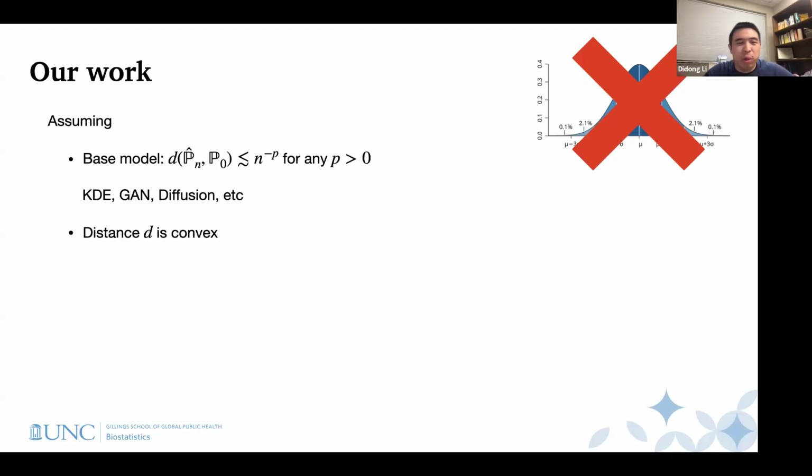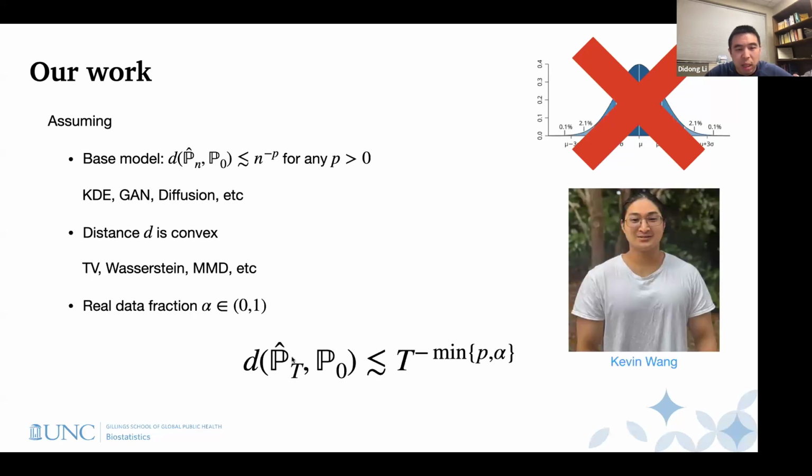And the second assumption is also pretty weak. We assume the distance considered here is convex, which includes total variation, Wasserstein distance, MMD. This is also a broad type of distance metric. And then we assume there's a real data fraction in each iteration, alpha between 0 and 1. Under this very mild assumption, we show that the estimated density after iteration t is actually consistent. And what's more interesting is the convergence rate is the minimum of the base model rate p and the real data fraction alpha. Let me spend more time on this.